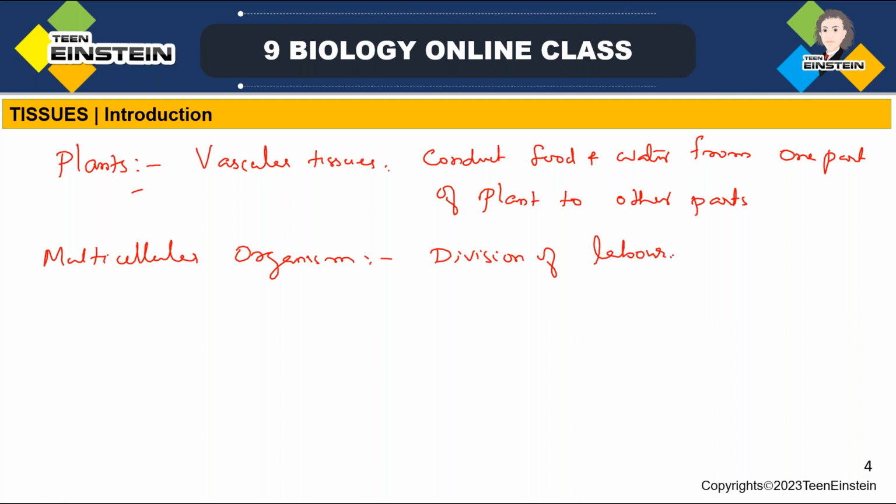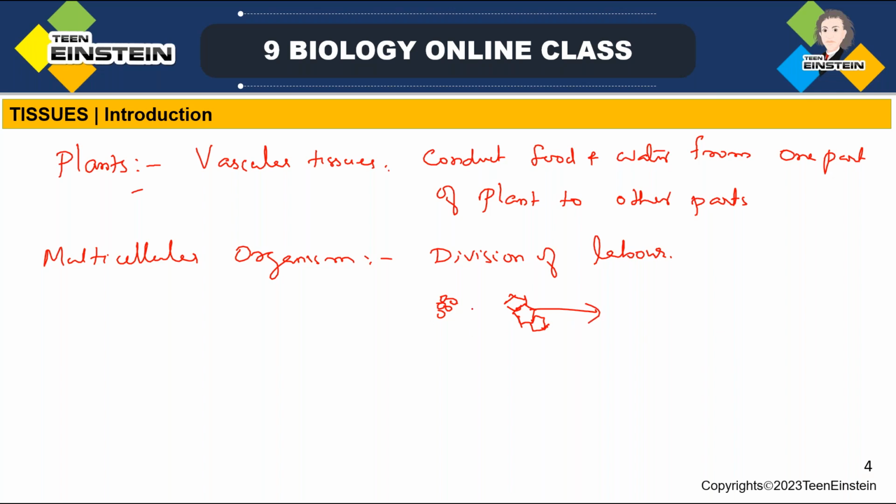In which one? In multicellular organisms. Division of labor means they are dividing their work, right? So that each group of cells can perform their specific function. So there is a division of labor, you can see, in multicellular organisms. With this division of labor, each group of cells is dividing. See this group of cells that has one function. This group of cells in plants, you can see other types of cells. They have one type of function.